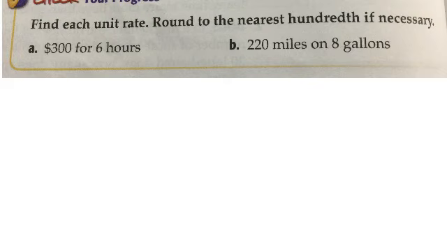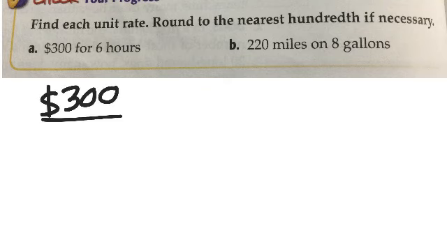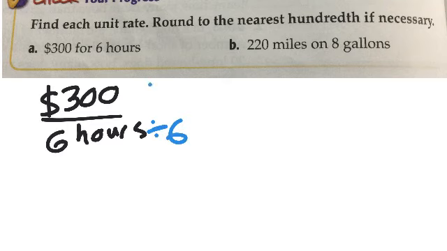Okay, the first one, we're dealing with $300 in 6 hours. So I set that up, $300 over 6 hours. Now, if I'm going to make this into a unit rate, I need the denominator to be 1. So I need to divide 6 by 6. Well, if I divide the bottom by 6, I have to also divide the top, the numerator, by 6.